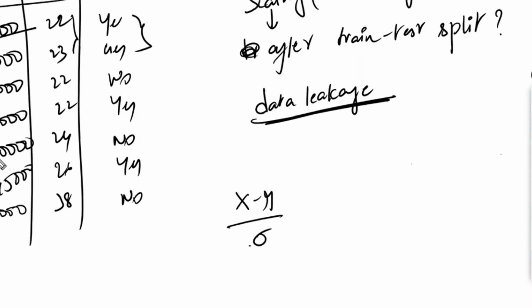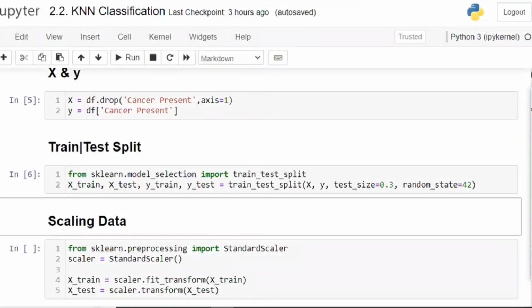How does the model know the test data beforehand? So here the train values are getting impacted based on the test values. That is called data leakage. So that is the reason we have to do the scaling only after the train test split.